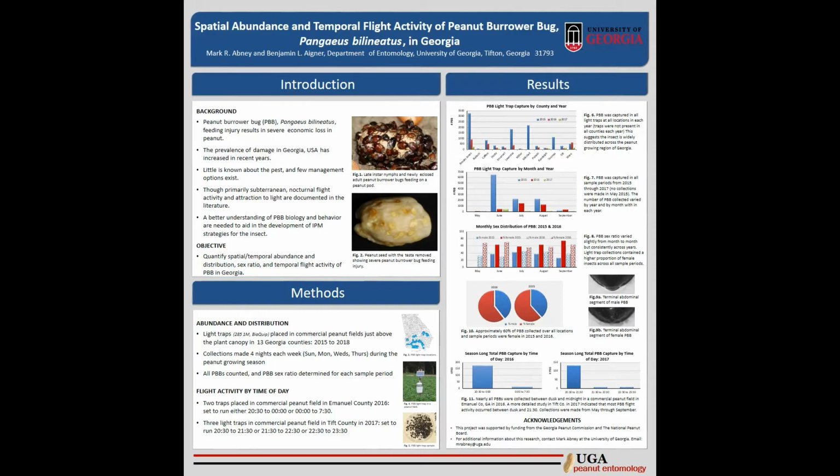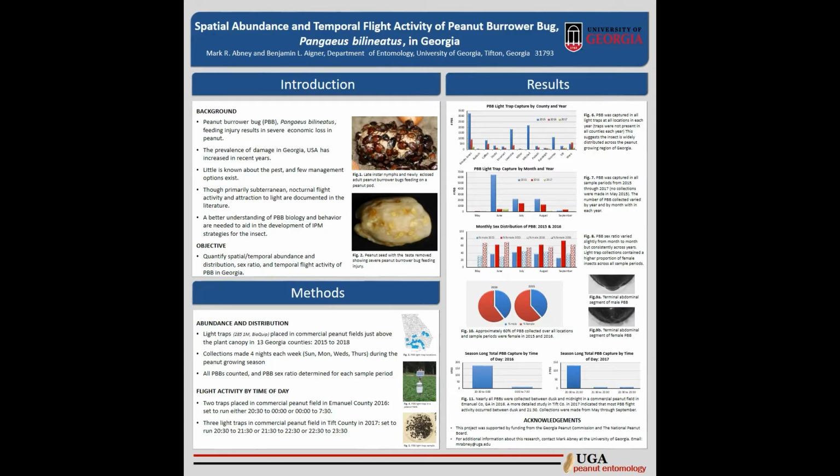So looking at the abundance and distribution aspect of the work, we distributed light traps to 13 different counties in Georgia, where the county agents helped us out with the collecting and monitoring the traps, and they sent the bugs back to us in Tifton. We counted all the bugs, sorted them, determined the sex for each sample period, and then worked with the data.